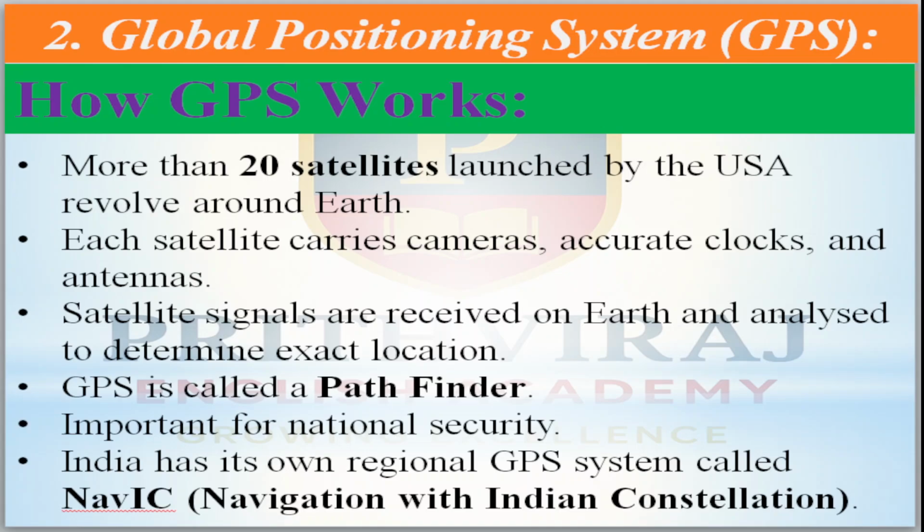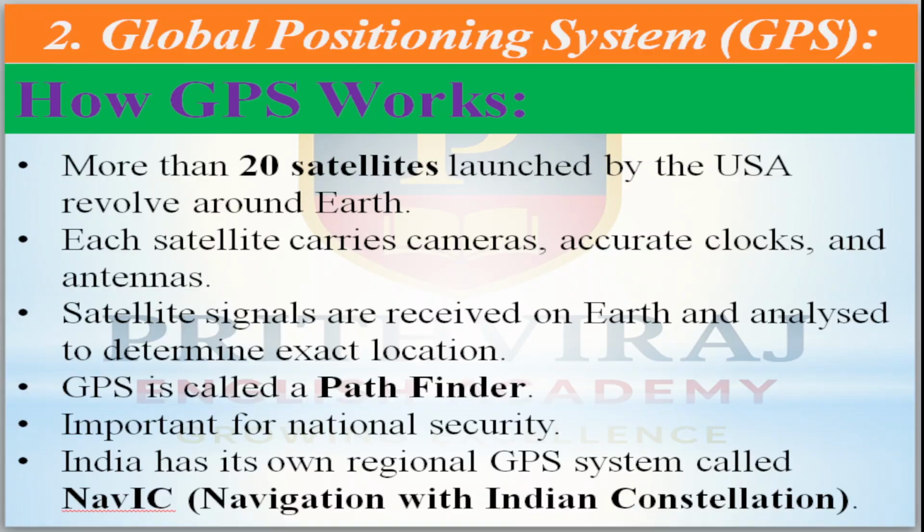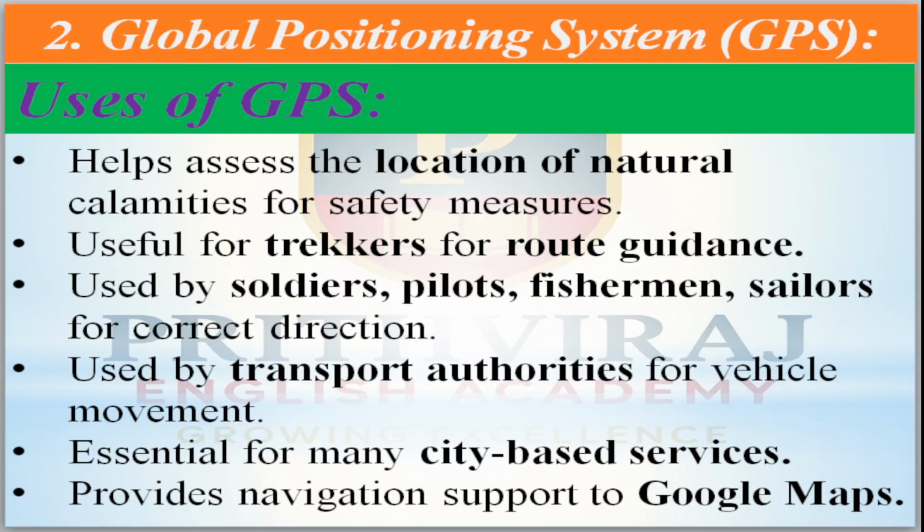More than 20 satellites were launched by the USA to go around the Earth, and each satellite carries cameras, along with accurate clocks and antennas also. Satellite signals are received on the Earth and analyzed to determine the exact location. GPS is called a pathfinder, meaning using this you can easily find your path. It is important for national security, and India has its own regional GPS system called NavIC, meaning Navigation with Indian Constellations.